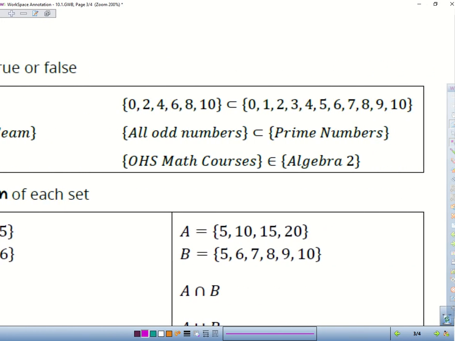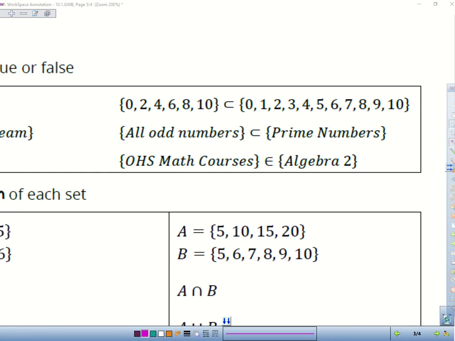So let's look at this one here. Are the even numbers 0 through 10 a subset of numbers 0 through 10? Yes. Are all odd numbers part of the prime number set? Nope. Can you think of an odd number that's not a prime number? 11. That's a prime number. 7. Also a prime number. 21. 21, good. 21 is going to be an odd number that is not a prime number because it has a factor other than 1 and itself.